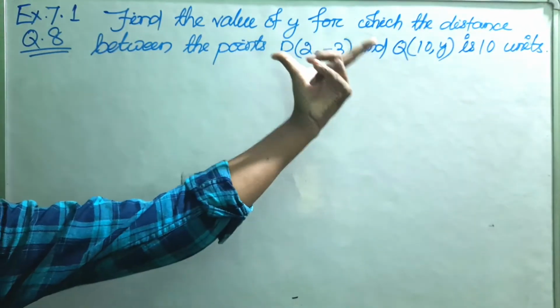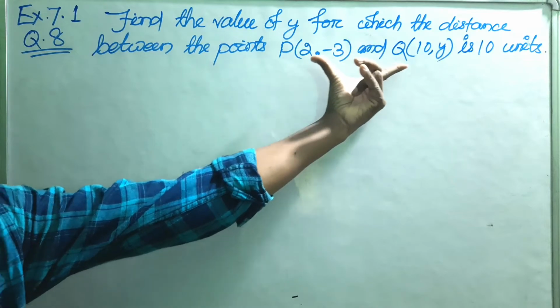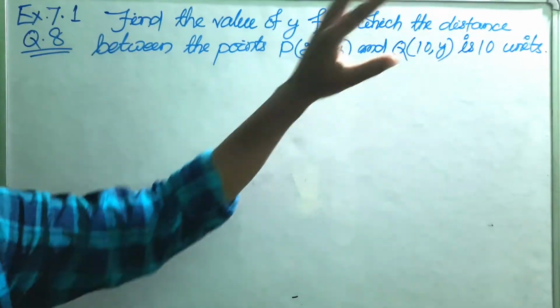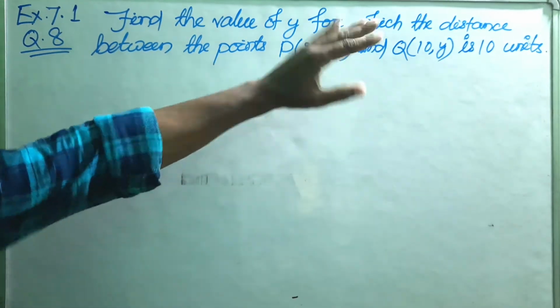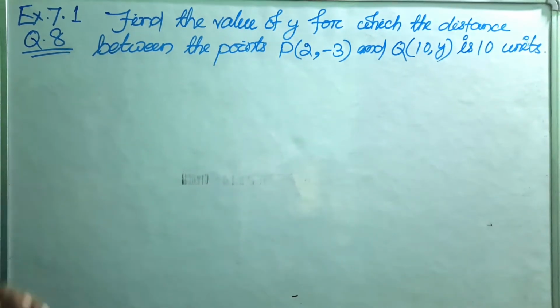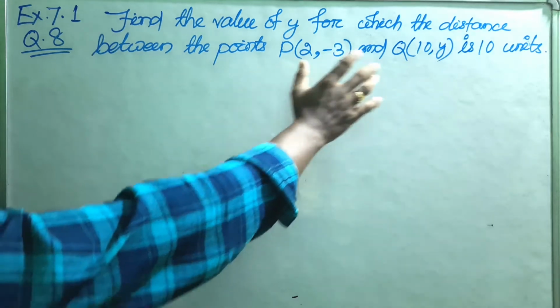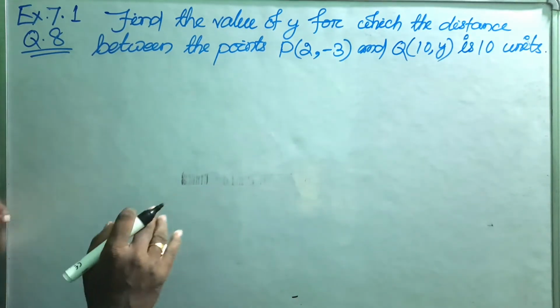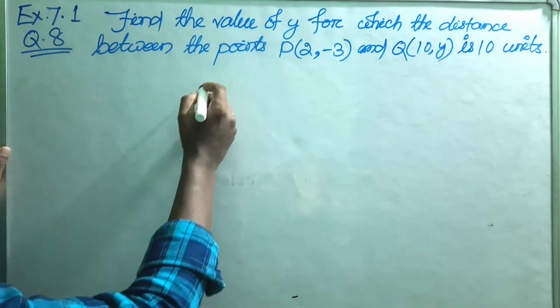That means first of all we have to find out the distance between these 2 points, then we will equate it to 10 and on solving we will get the value of y. Now the question arises in your mind, how to find out the distance between the 2 points? You know there is a formula for finding the distance between 2 points. Now what is the formula?